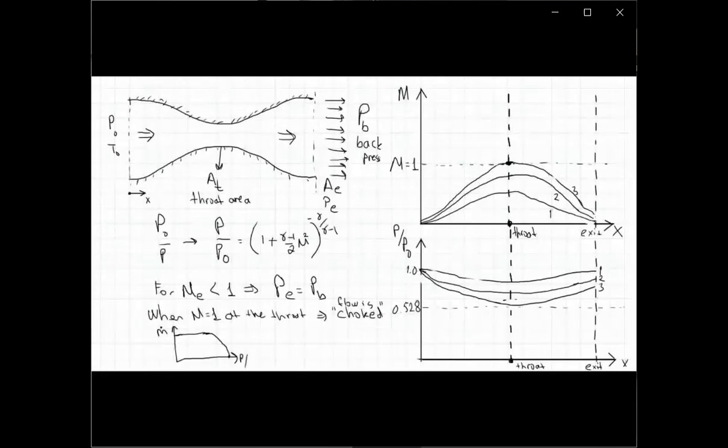P over P0, and static pressure is equal to stagnation pressure at the inlet. So that's why I wrote that. Let's say this is P exit over P0, so this is equal to 1. When the exit static pressure is equal to the inlet static pressure, then there will be zero mass flow.